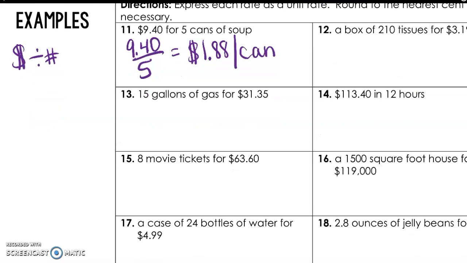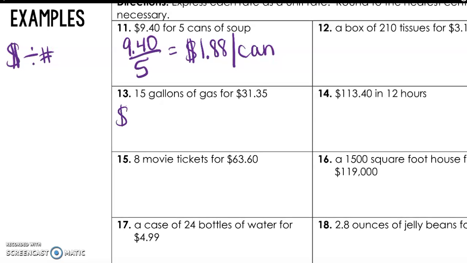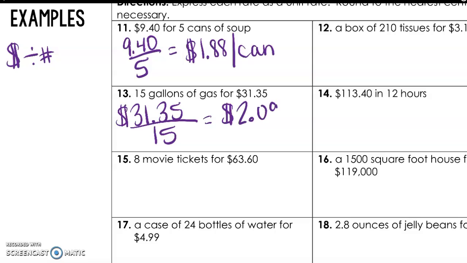13, they have it flipped around. 15 gallons of gas cost you $31.35. We don't want gallons per dollar, we want dollars per gallon. So again, if it's money, you're always going to do the money first. You have to get that in your mind to always do the money first. $31.35 divided by 15 gives us $2.09 per gallon.